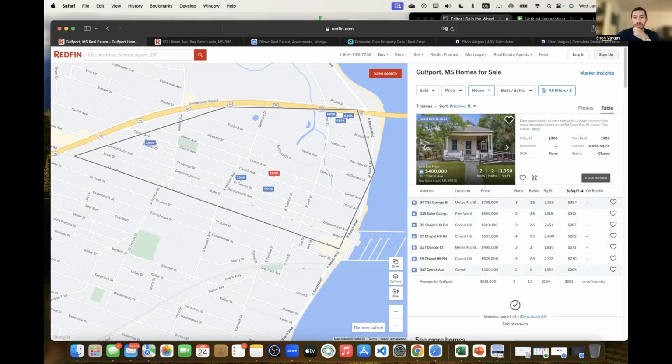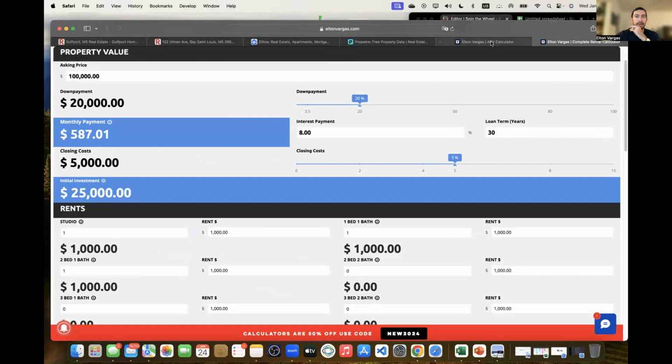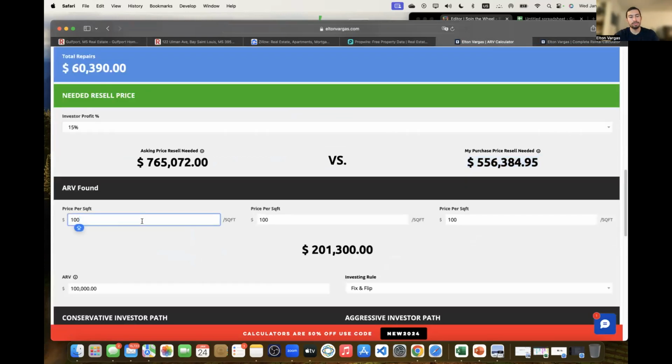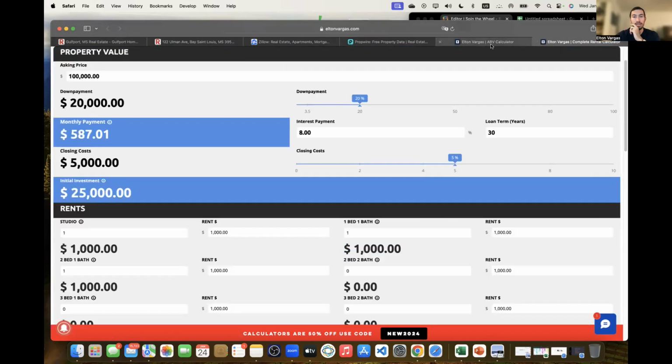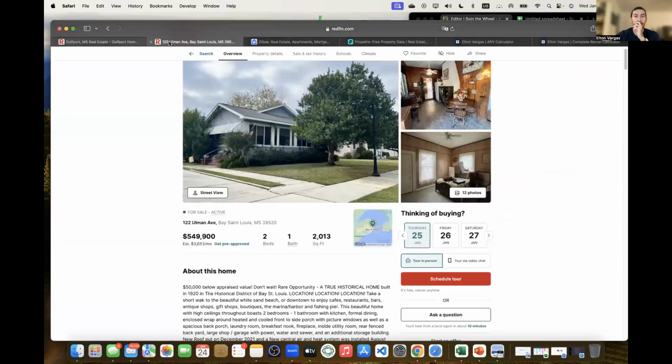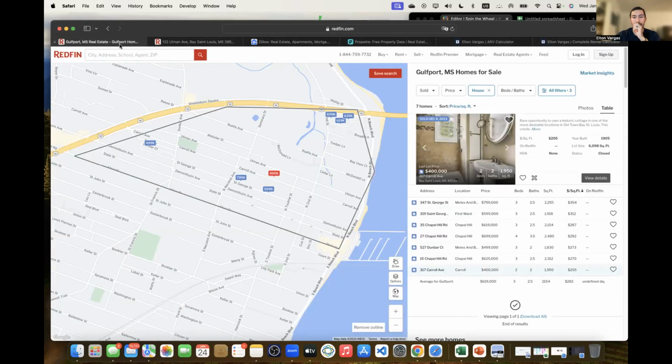Even if I were to use this 1905 one, the most recent one, let me average it out and put the average price per square foot at 205. So I'll put 205 across the board, and basically it's going to tell me how much this property can sell for. And bam, that will be my ARV. That will be how much my property recently sold for, as a fully updated type of property.